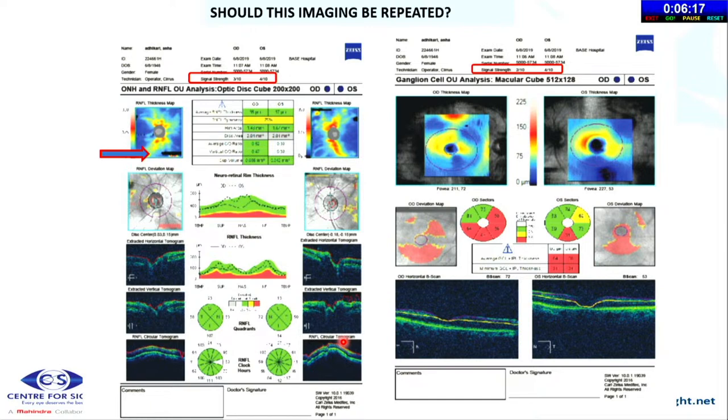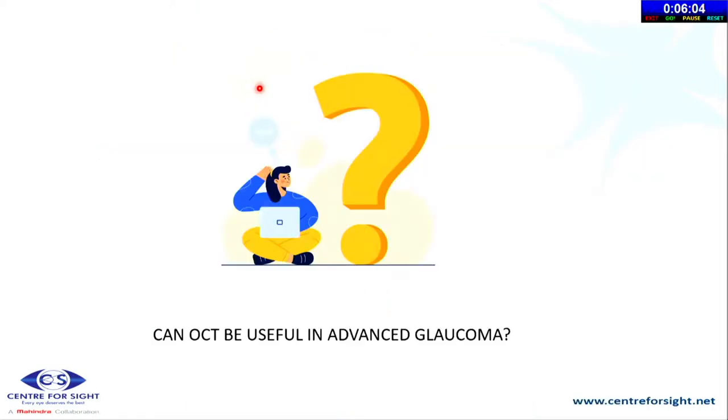Because there are the black spots which I've talked about, the data is going to be extrapolated. Along with that, we also find that perhaps this is all right, this is all right. But remember that the signal strength is extremely low, so you must pay attention to these things.